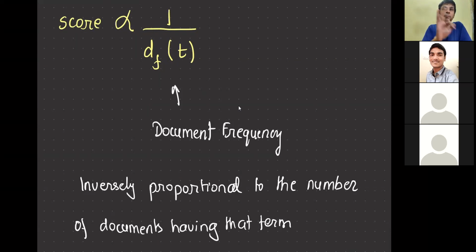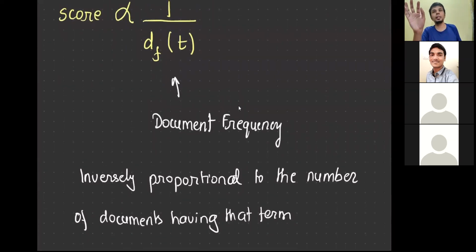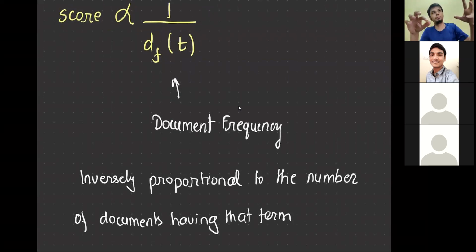Document frequency is basically the number of unique documents in which the term is present. Let's say I have 100 documents, and the word "the" is present in all 100 of them. My document frequency for "the" would be 100. It would not count the summation of all the times the word "the" is present. No, it's just the number of documents in which "the" is present.